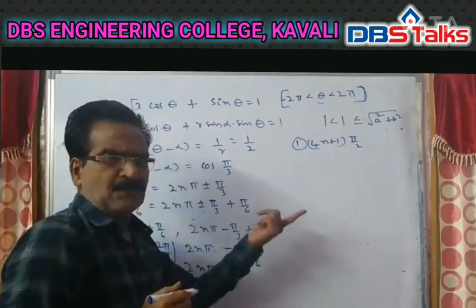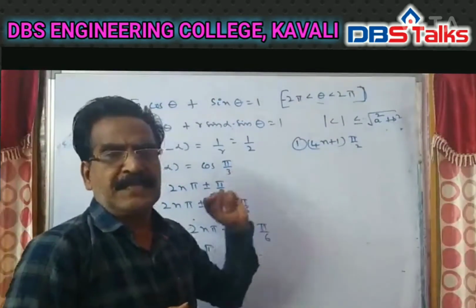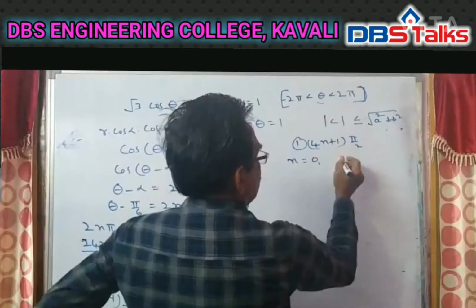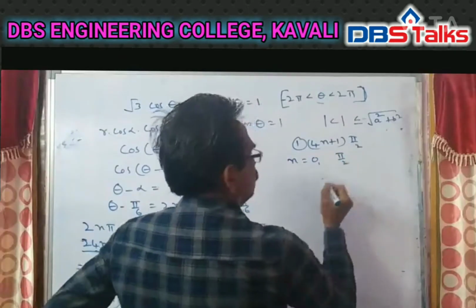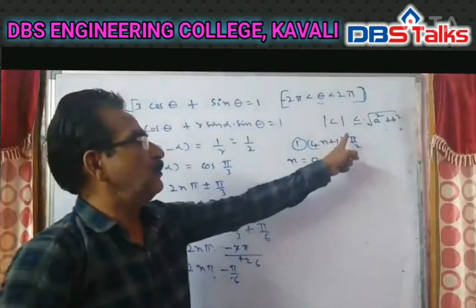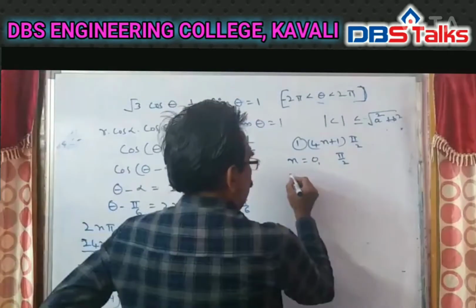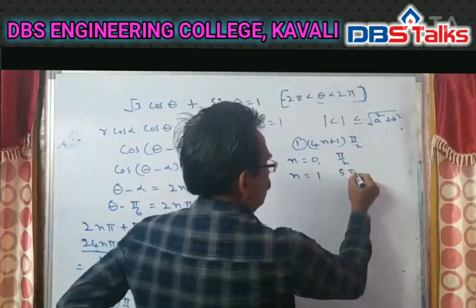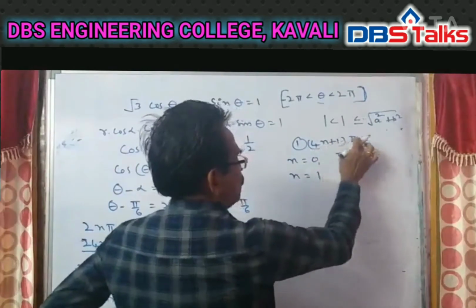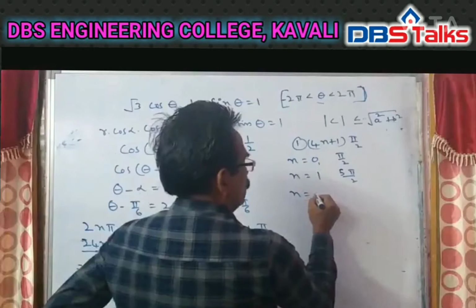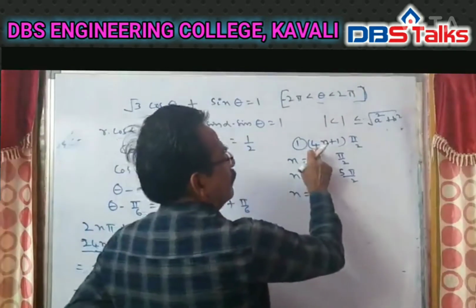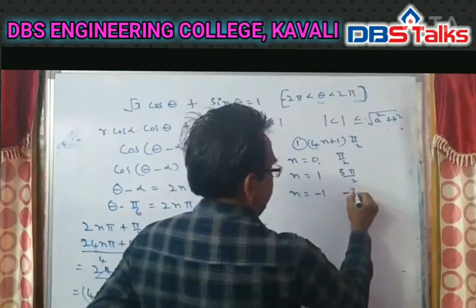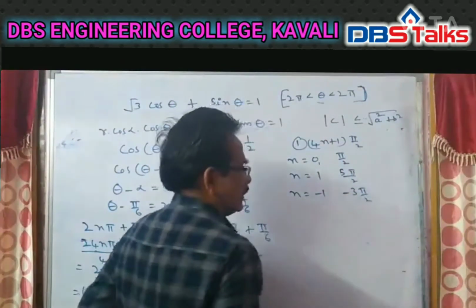Now put n belongs to Z. Now put n is equal to 0. Then the solution is pi by 2, 4 into 0, 0, plus 1. Put n is equal to 1: 4 ones plus 1, 5 pi by 2. N is equal to minus 1: minus 4 plus 1, minus 3, minus 3 pi by 2. Minus 3 pi by 2 is another solution.